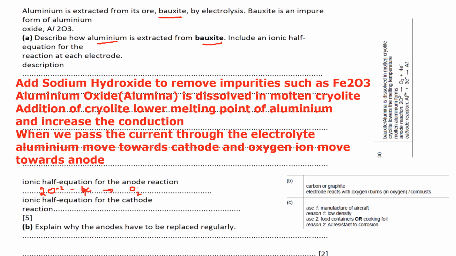Then aluminium is there. So the aluminium ion is plus 3. It will take 3 electrons and form aluminium metal. And then they're asking why the anode has to be replaced regularly.